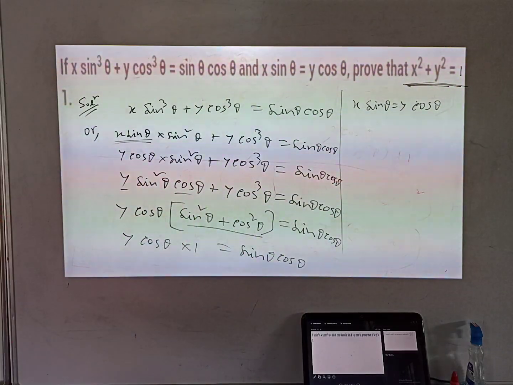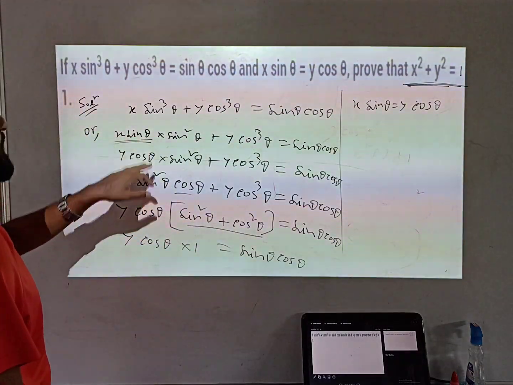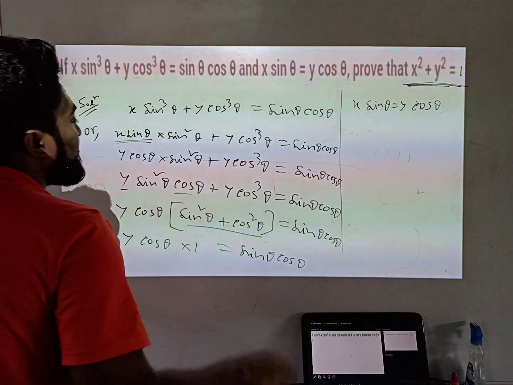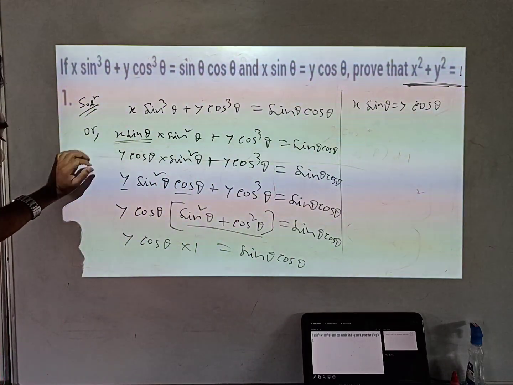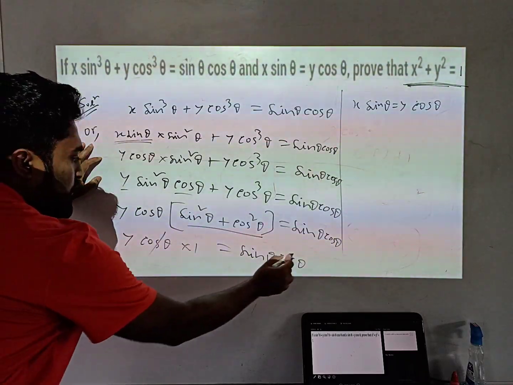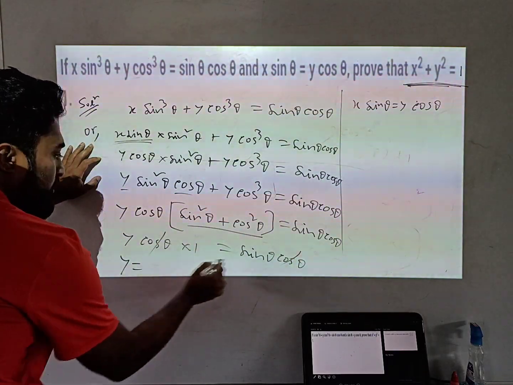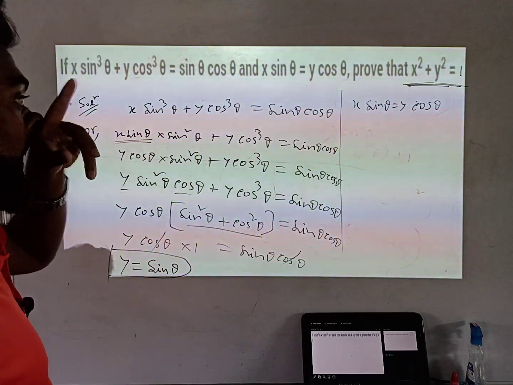This is the magic of reducing the number of variables. The moment you reduce the number of variables by replacing this, the whole equation gets changed. Yes or not? So after that, cos gets cancelled. So y equals sin theta.